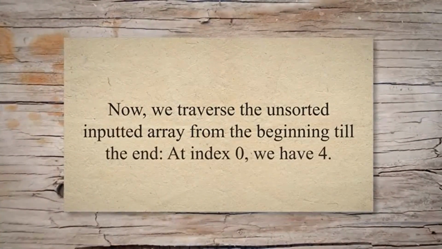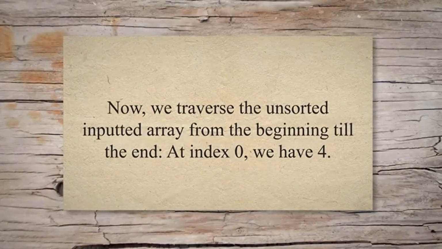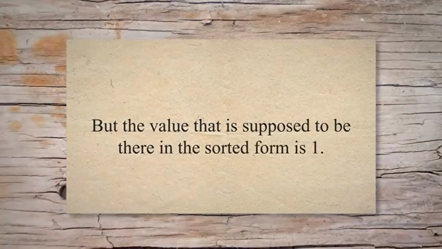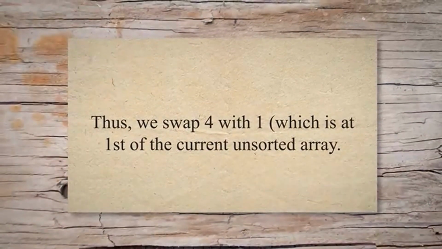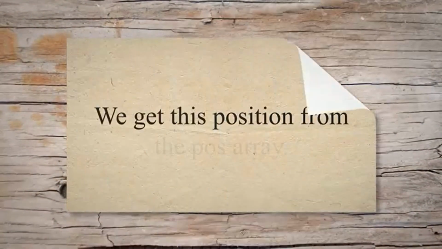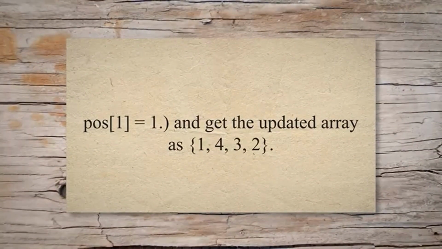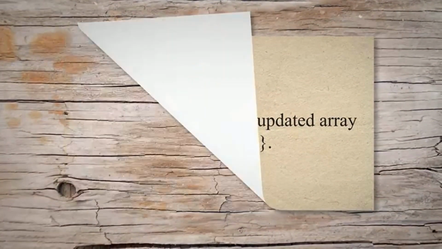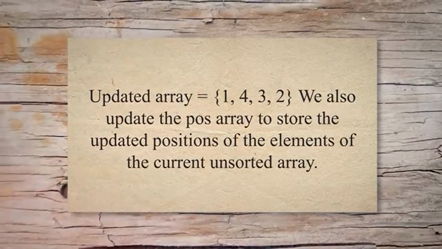Now, we traverse the unsorted inputted array from the beginning till the end. At index 0, we have 4. But the value that is supposed to be there in the sorted form is 1. Thus, we swap 4 with 1, which is at index 1 of the current unsorted array. We get this position from the pos array. pos[1] equals 1, and we get the updated array as 1, 4, 3, 2.